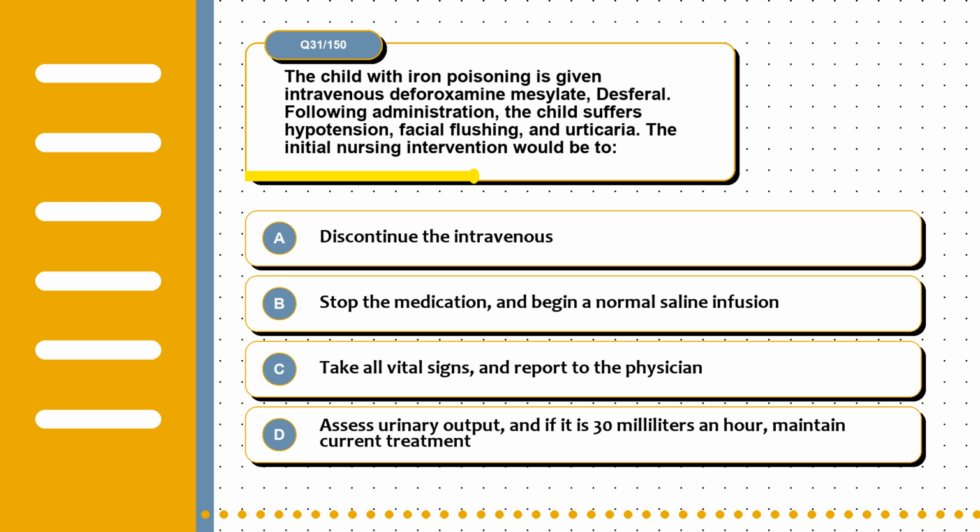Option A. Discontinue the intravenous. Option B. Stop the medication and begin a normal saline infusion. Option C. Take all vital signs and report to the physician. Option D. Assess urinary output, and if it is 30 milliliters an hour, maintain current treatment.